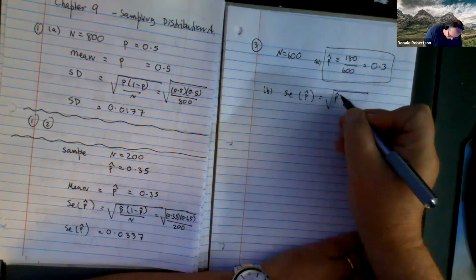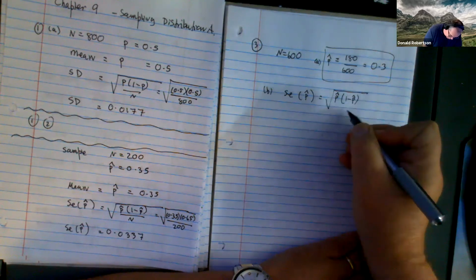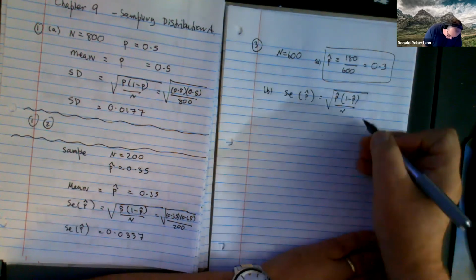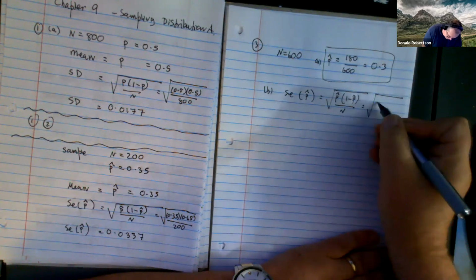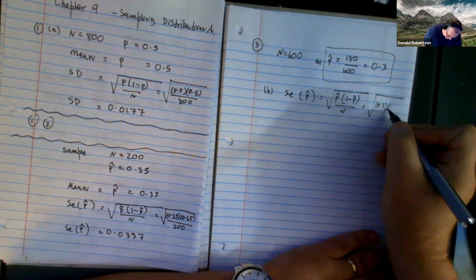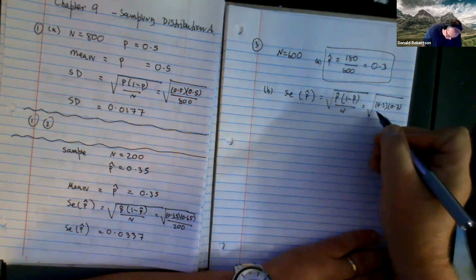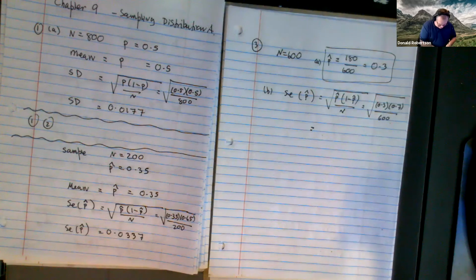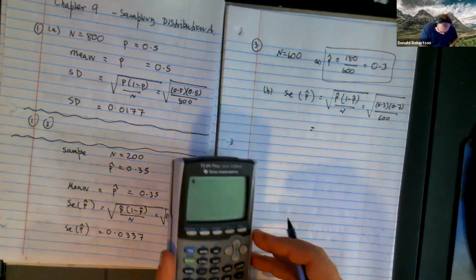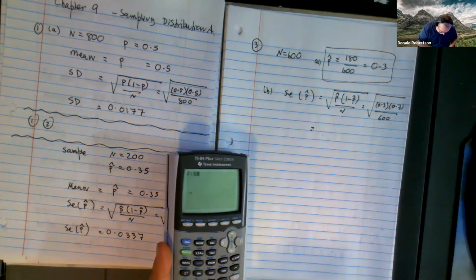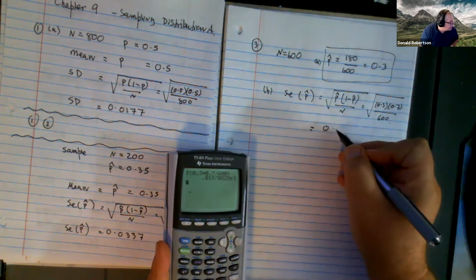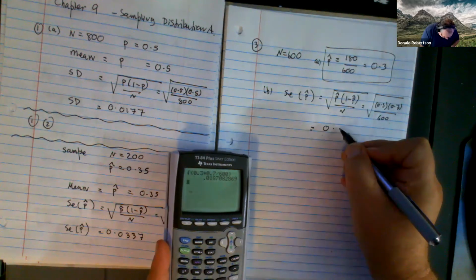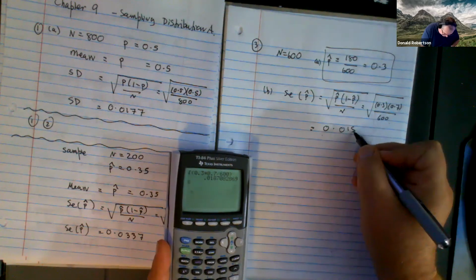P hat times 1 take away p hat over n. It's a plug and chug. 0.3, take away the guy, 0.7 over 600. And here we go. The square root of 0.3 times 0.7 divided by 600, to 4 decimal places, is 0.0187.